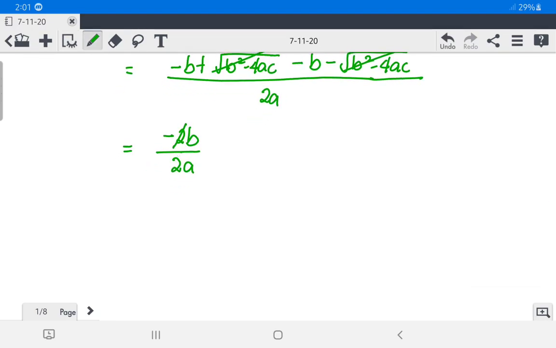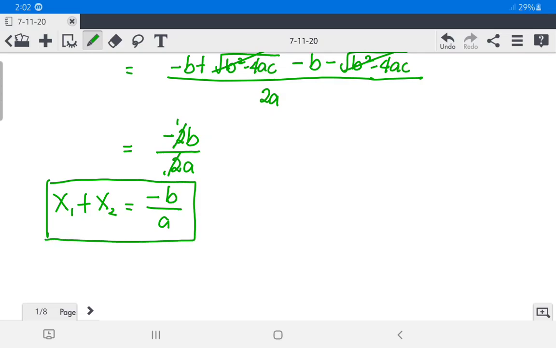After that, we're going to cancel 2 here. 2 divided by 2, that is 1. Since this is negative, so negative 1, right? Then, the sum of the two roots is equal to negative b over a. So here, x of 1 plus x of 2 is equal to negative b over a.